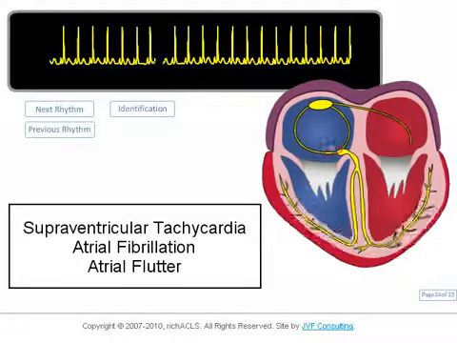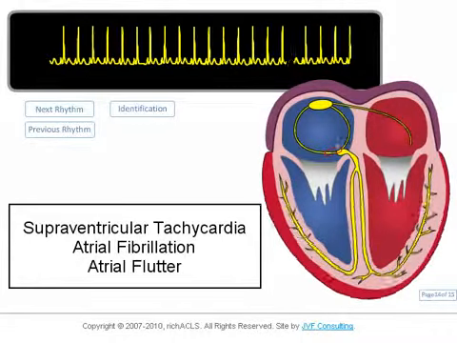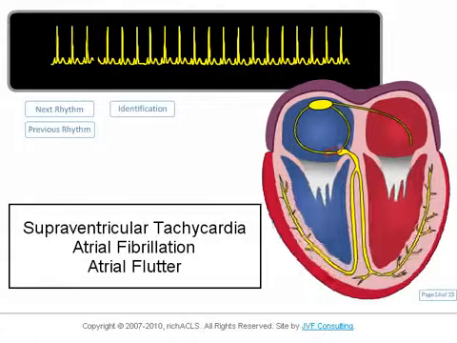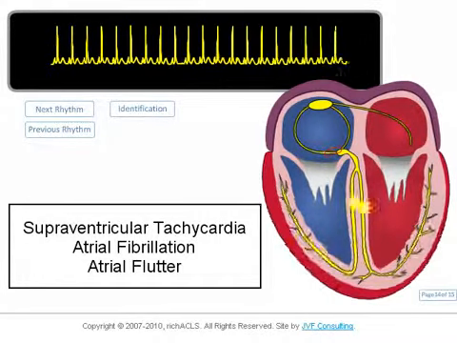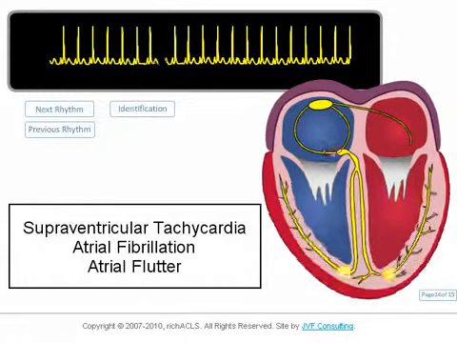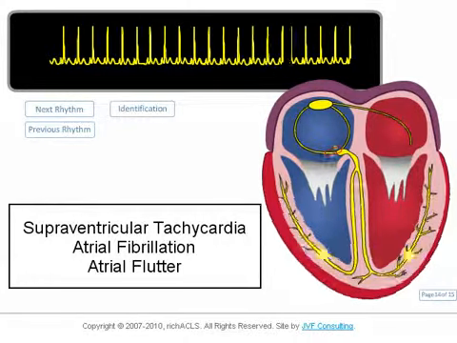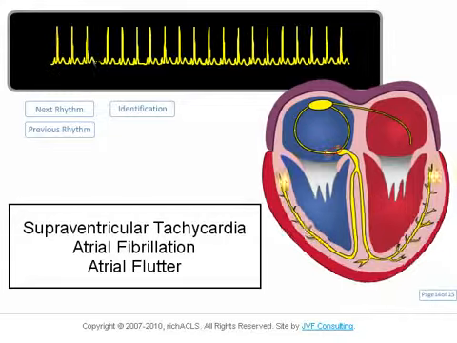In this video, we will discuss three supraventricular rhythms originating from the atrial or nodal tissue, but not from the sinus node. They are SVT or supraventricular tachycardia, atrial fibrillation, and atrial flutter.